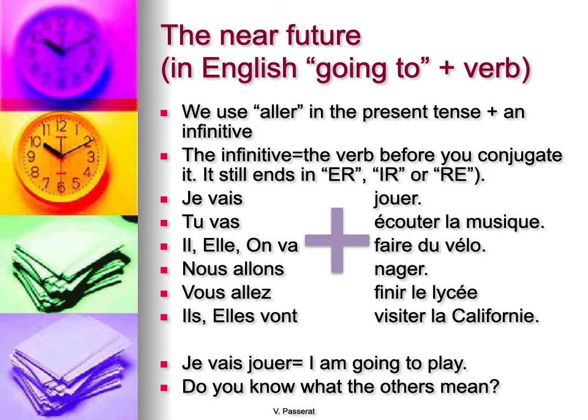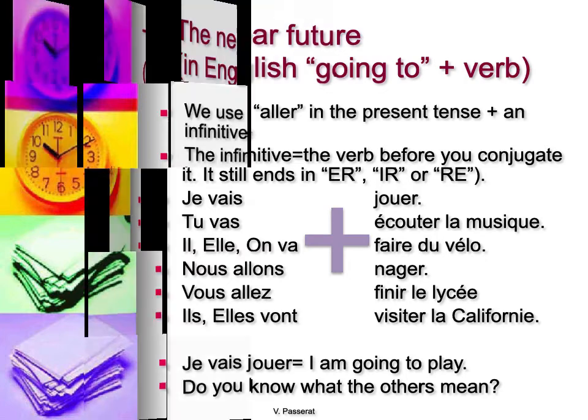Okay, you have aller, which is conjugated in the present tense, and then you keep the er, ir, and re on those verbs to keep them in the infinitive. Okay, we also have je vais jouer, I am going to play. Do you know what all the others mean? See if you can figure those out. And I am going to move on though.